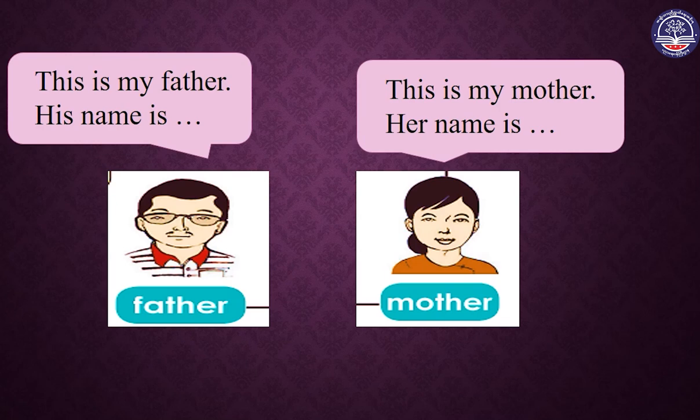This is my mother. Her name is Dojo. Okay, everybody, let's repeat it again. When we want to talk about our father, you have to say, this is my father. His name is.